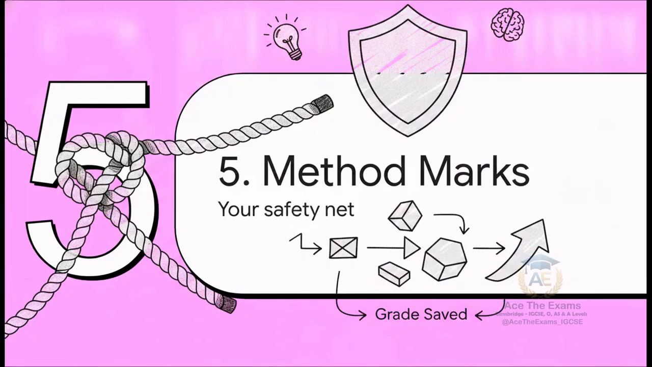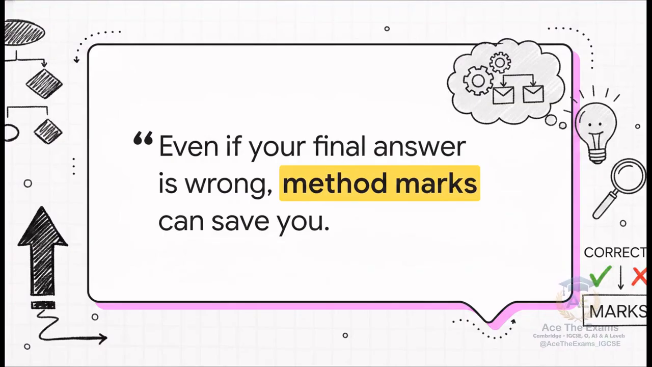Section 5. Method marks. This right here is your ultimate psychological safety net in the exam hall. Listen closely, because there is a direct, incredibly powerful warning pulled straight from the Cambridge Principal Examiner reports. They state, students lose marks by not showing working. Even if your final answer is wrong, method marks can save you. I really want you to let that sink in.